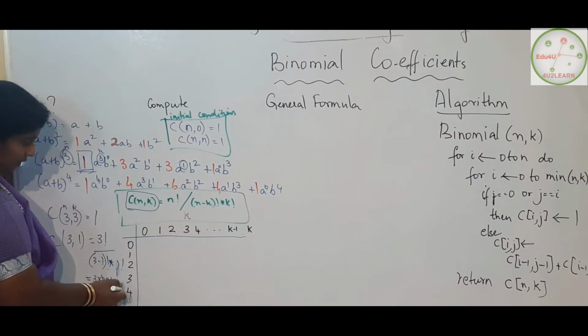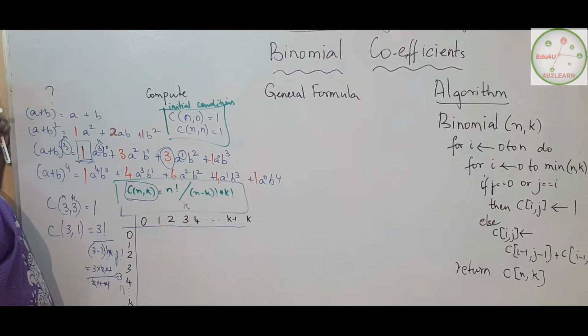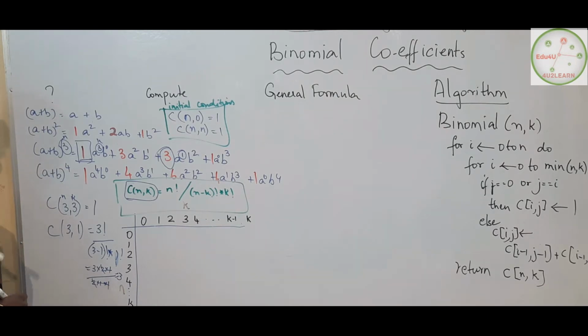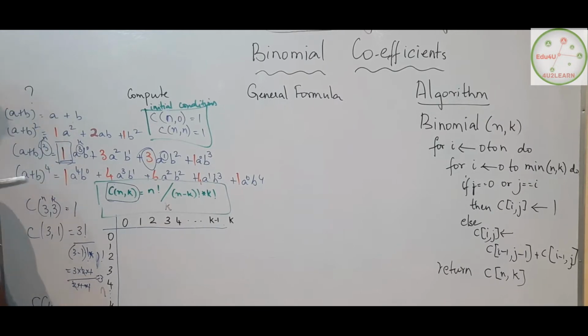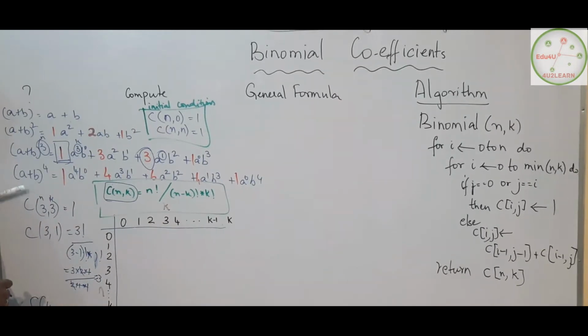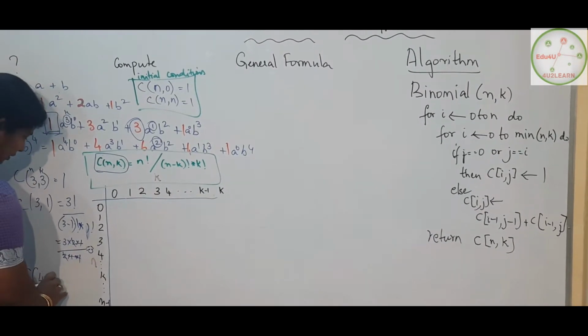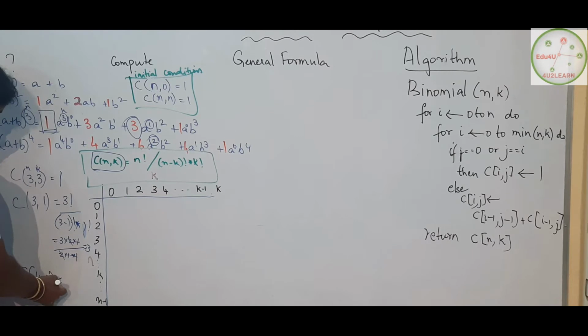So the answer is 3, and I find this coefficient as 3. Okay, so it is going to be easy. So now we will just try with this one. So if it is going to be for power 4, I'll take this one, K as 2. Let us look whether it is running fine.